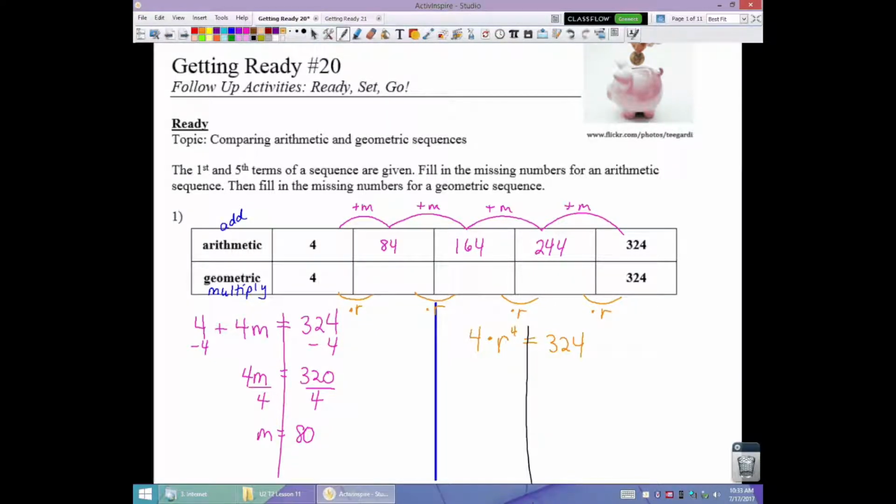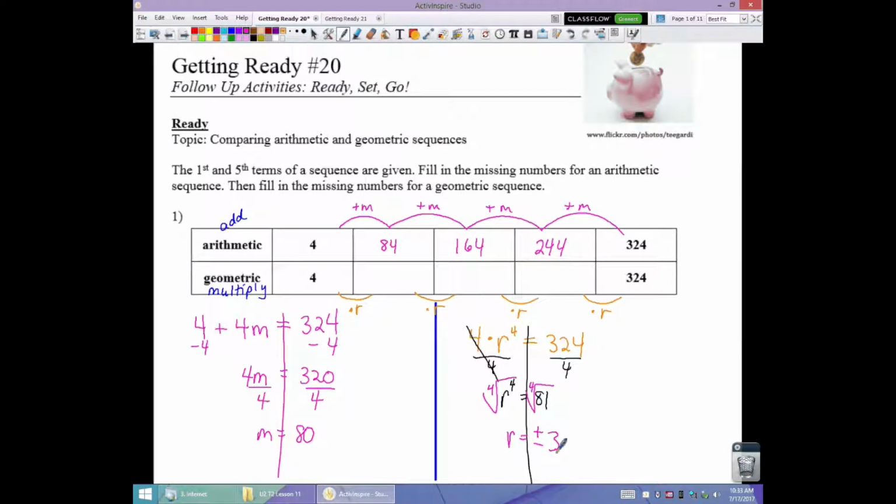So as we solve this, we divide both sides by 4. R to the 4th is 81. And now, in order to undo, the inverse of raising something to the 4th power is to take the 4th root of both sides. So remember, whenever this is an even exponent, as 4 is, then we always end up with 2 possibilities. So R can either be positive or negative 3.